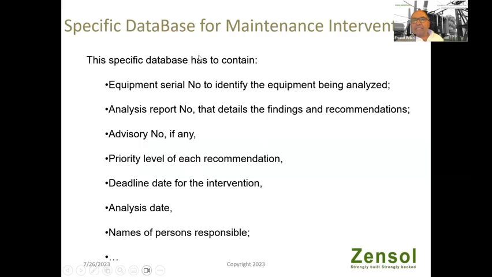Specific database for maintenance interventions. This specific database has to contain the equipment serial number to identify the equipment being analyzed, the analysis report number that details the findings and recommendations, the advisory number, if any, the priority level of each recommendation, the deadline date for the intervention, the analysis date, and the names of persons responsible.